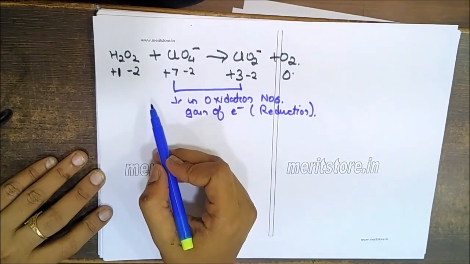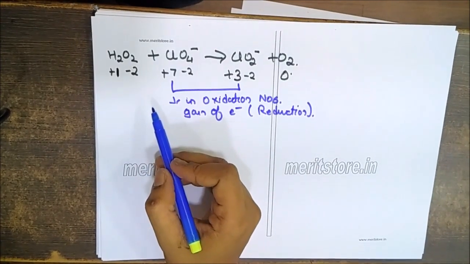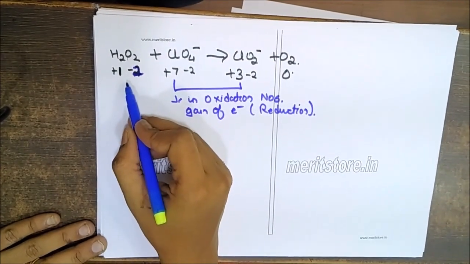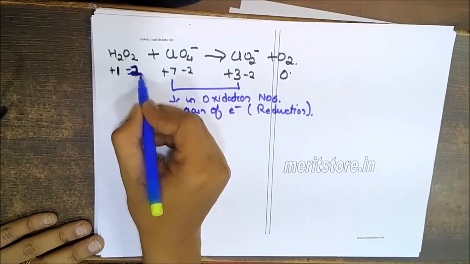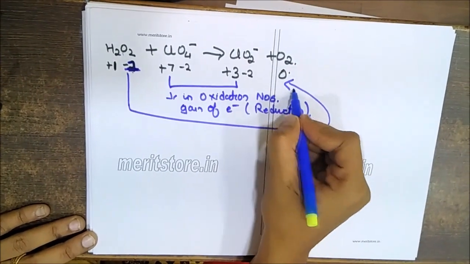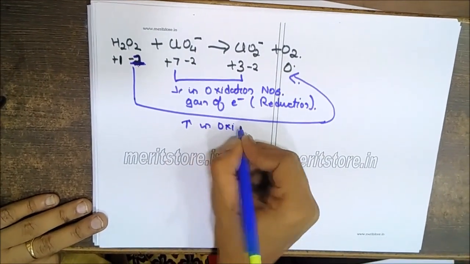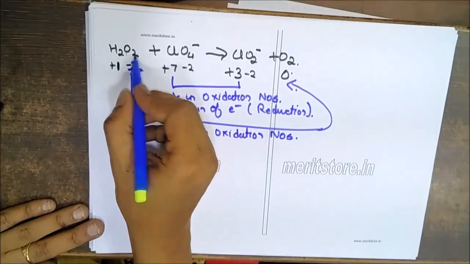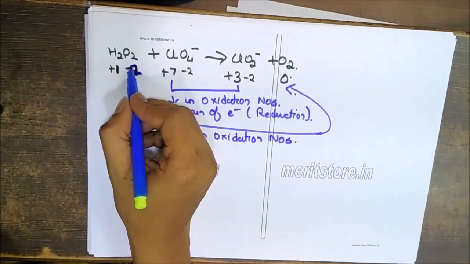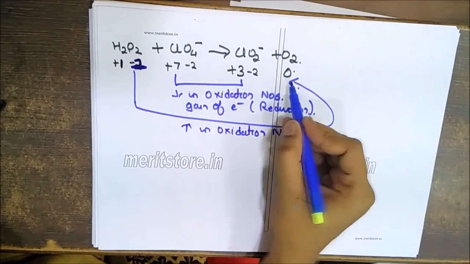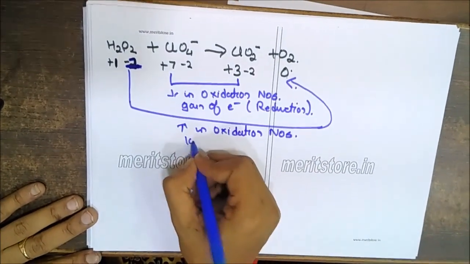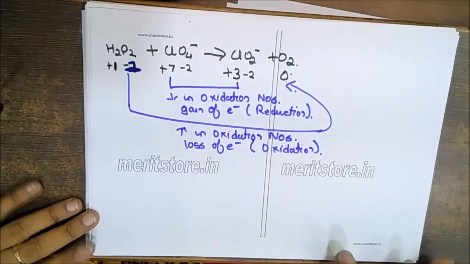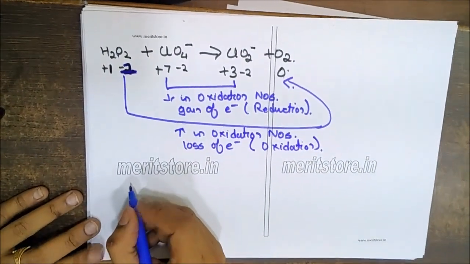Now look at oxygen. This -2 is for 2 atoms, so for 1 atom it would be -1. So from -1 it is coming to 0. That means there is an increase in oxidation number. Once again, this -2 that we had written earlier was for 2 atoms, but we are writing the oxidation number for each atom. So for each atom, the oxidation number is -1. From -1, it has increased to 0. Increase in oxidation number means there is loss of electrons. Now that means what has occurred? Oxidation has occurred.